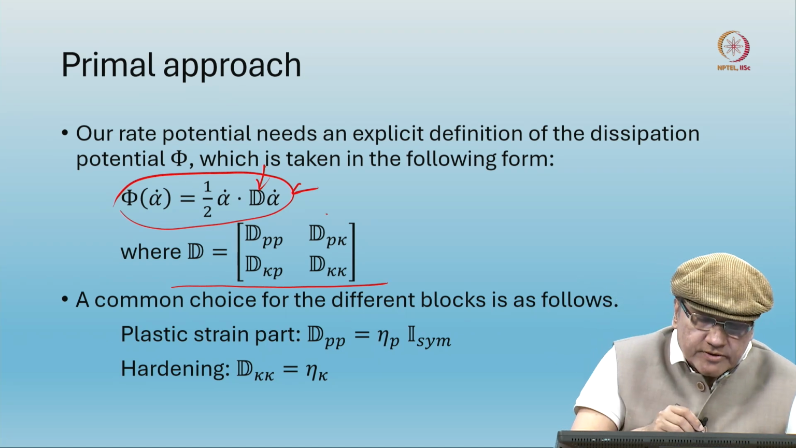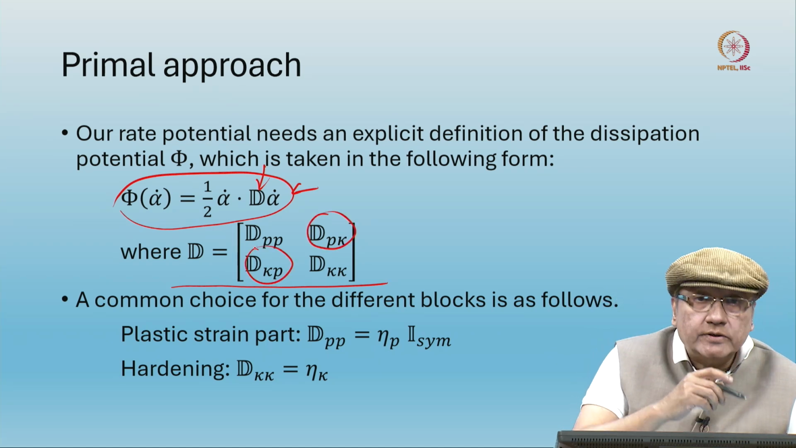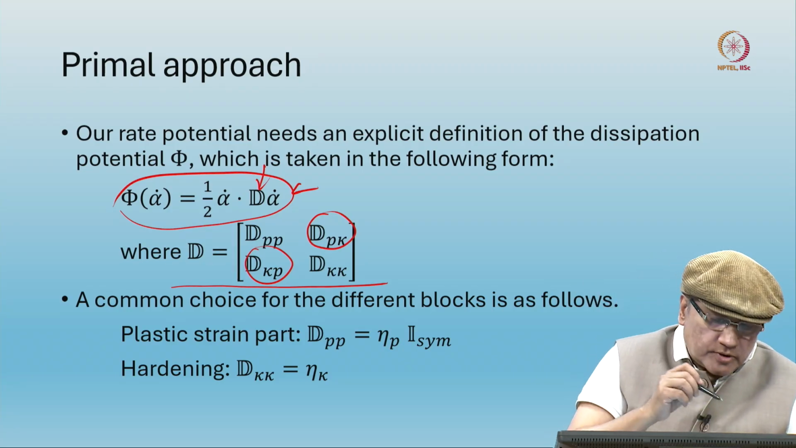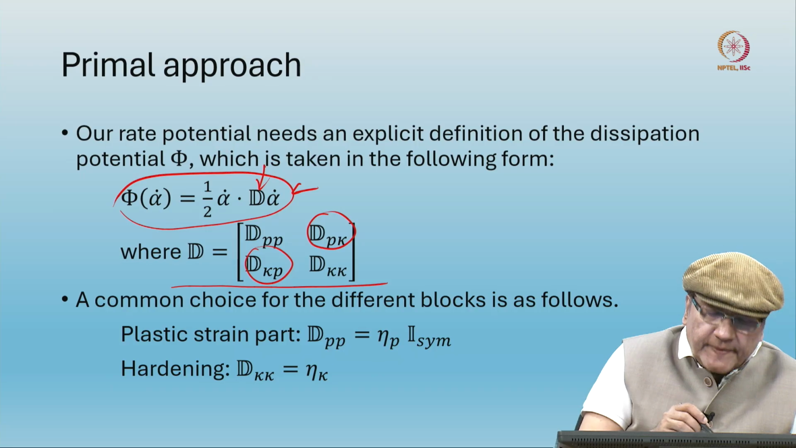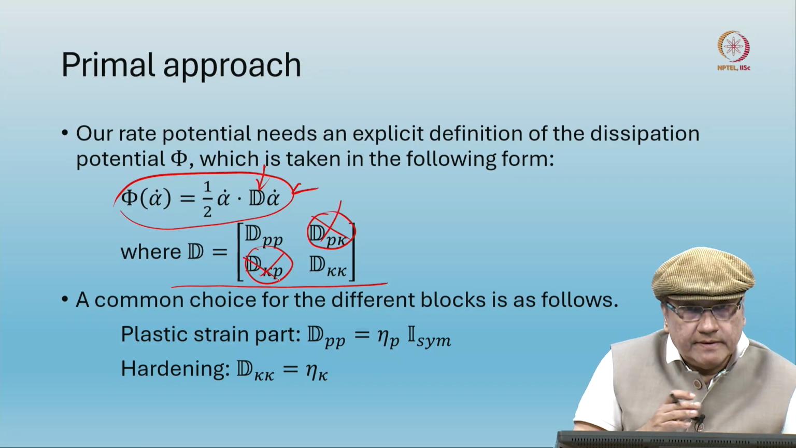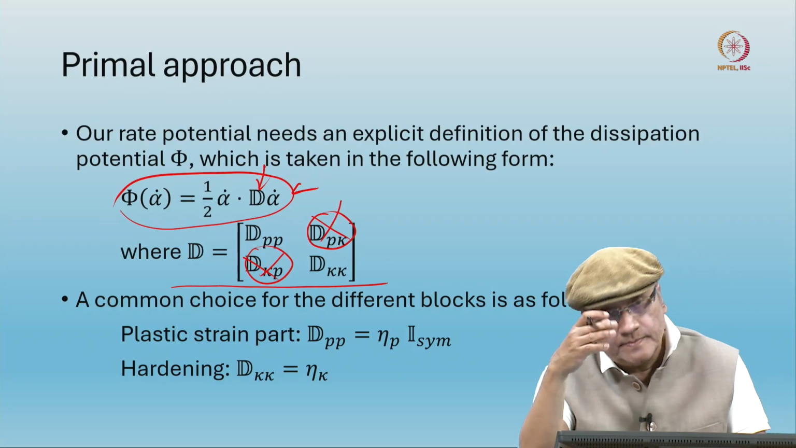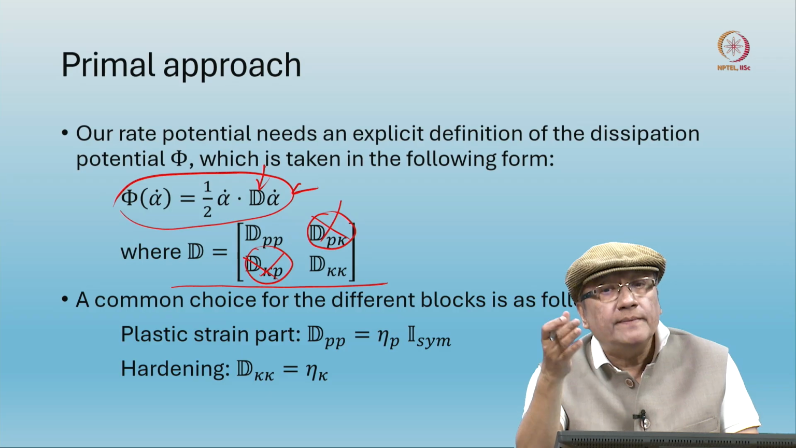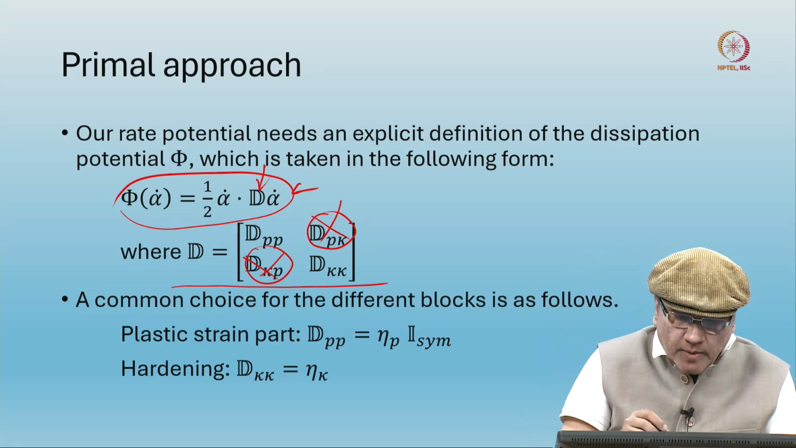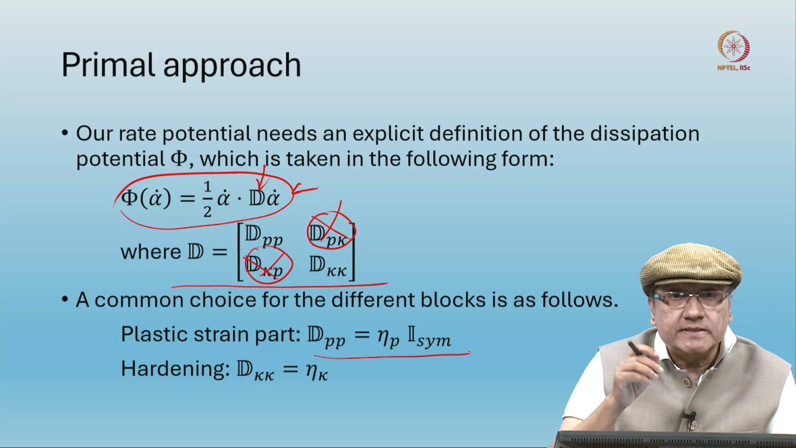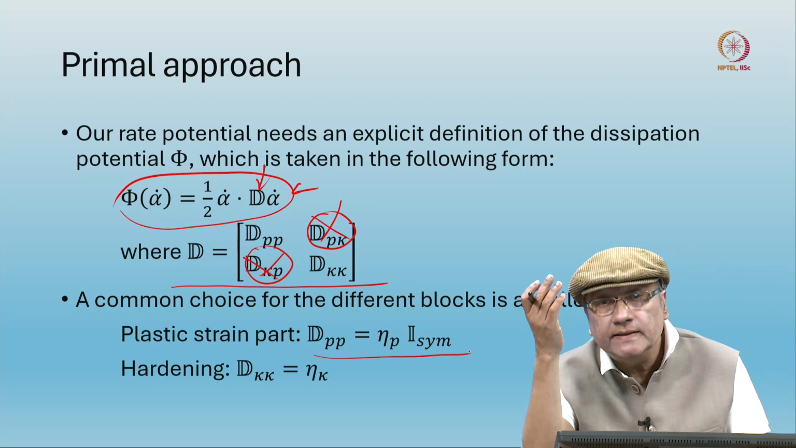Here this script D has this structure. It has a coupling term involving the coupling between epsilon p and alpha, and the diagonal terms. Typically we actually neglect the coupling terms. If there is any reason for you to understand based on the physics that these coupling terms are important, then put them in. For the time being, let us neglect them. A common choice, therefore, for the different blocks: D_pp is just eta p, and eta p is basically a constant.